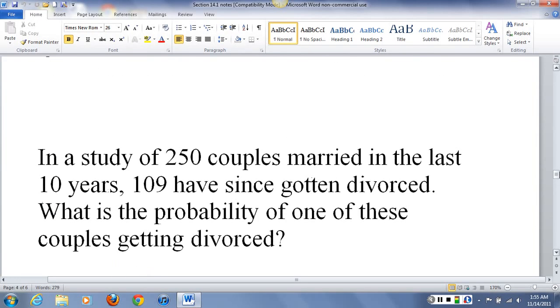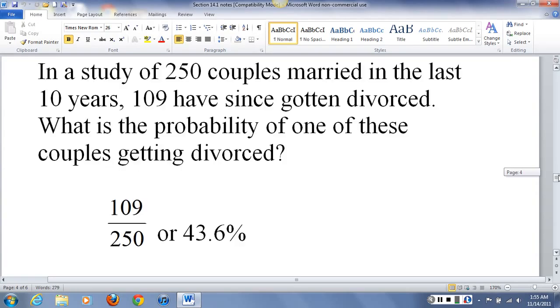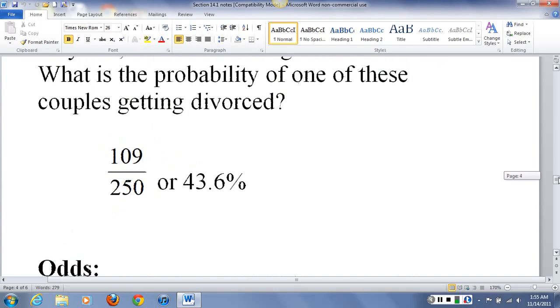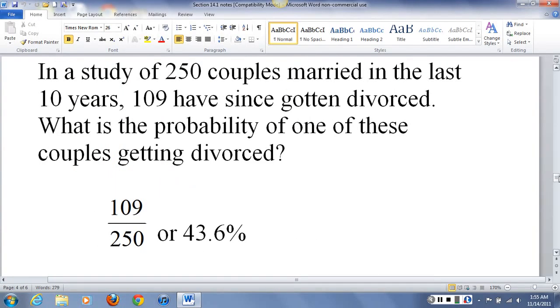In a study of 250 couples married in the last 10 years, 109 have since gotten divorced. What is the probability of one of those couples getting divorced, this particular group? If 109 have gotten divorced, what's the probability of divorce in this group? Well, it's 109 out of 250, or 43.6%. These are all examples of empirical probability. So again, empirical is just what the observed information is telling us.